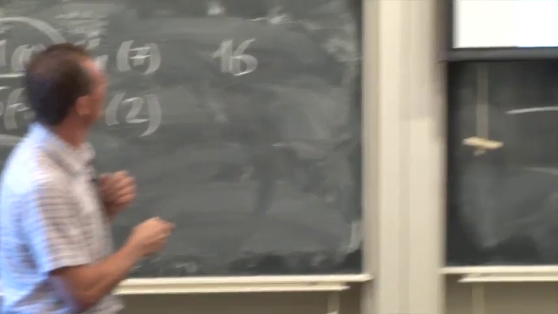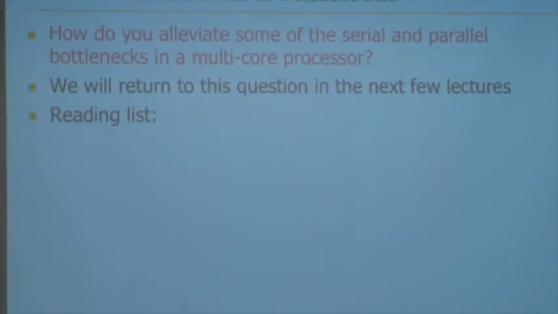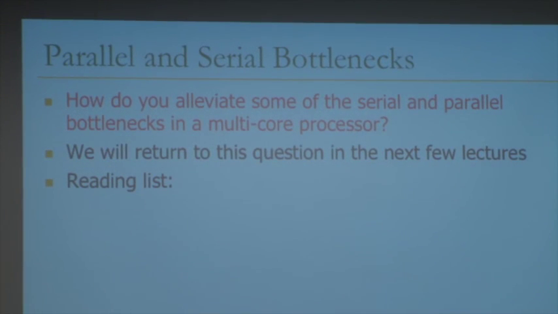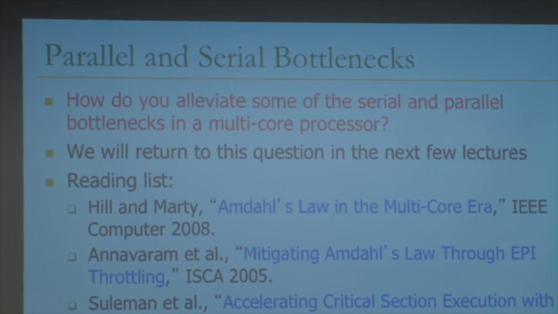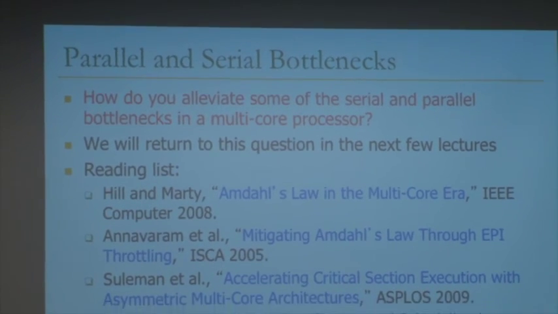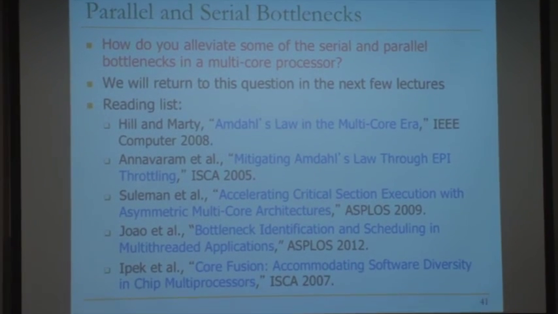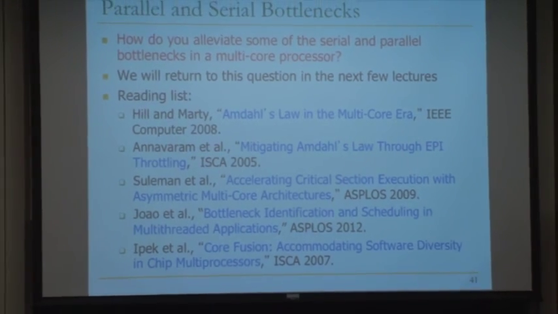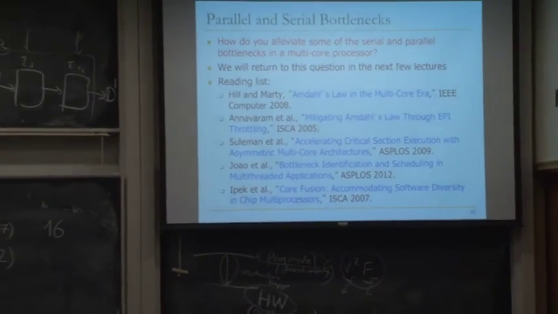So how do you alleviate some of the serial and parallel bottlenecks in a multi-core processor? We'll return to this question in the next few lectures, but you'll have a good reading list. Don't worry, you're not going to do reviews on all of these, but you're going to do reviews on a selected part. I'd recommend you to look at some of these things.